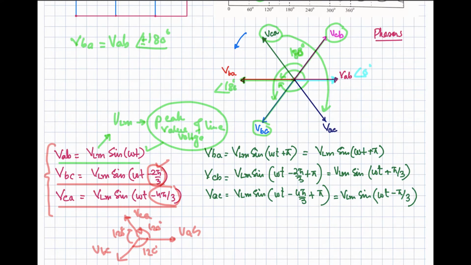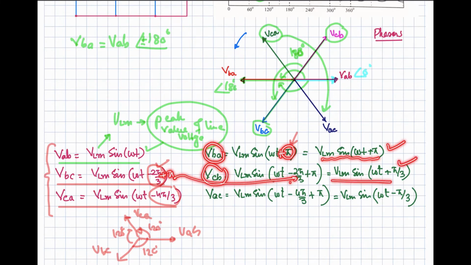And how to get VBA? VBA will be obtained by taking the difference of pi. So we are going to add pi in this one, and we are going to get this as the equation for VBA. Similarly for VCB, if you add pi in this one, you are going to get this one, and simplifying you will get VLM into sine of omega t plus pi by 3.